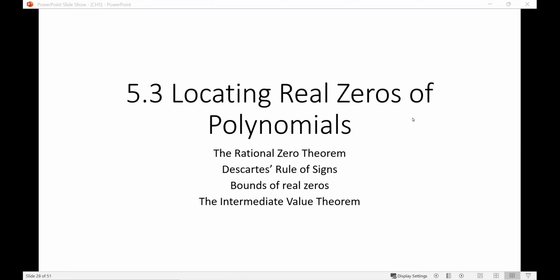We've got the rational zero theorem, Descartes' rule of signs. We've got a bounds of real zeros and an intermediate value theorem.